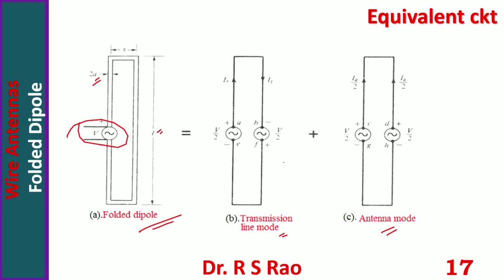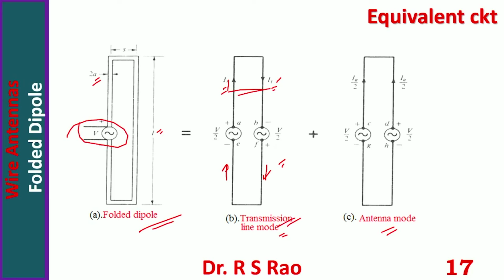Transmission line mode, you can see currents. Here current is upwards, here current is downwards. In the same way, here current is upwards, here current will be downwards. So currents are in opposite directions in the two elements. This is transmission line mode.